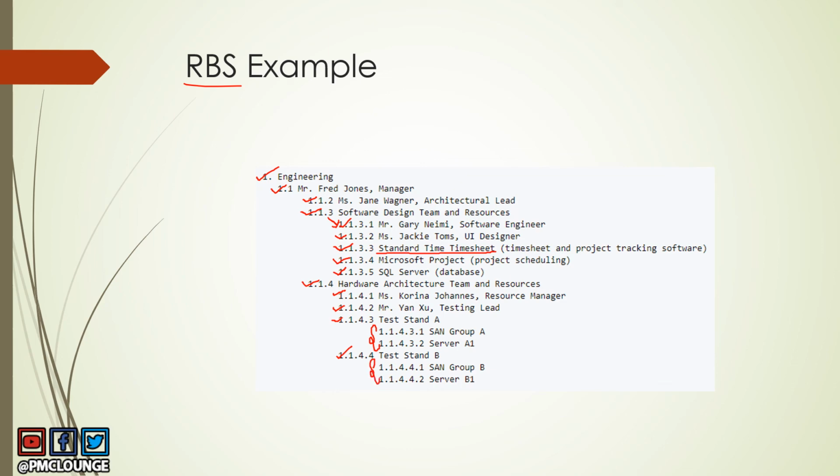So this is how an RBS is created, and an RBS is an important output of this process because it will give you an idea of all the resources that you would need, and with resource calendars you are going to get their availability as well, and that is going to help you create the resource breakdown structure.